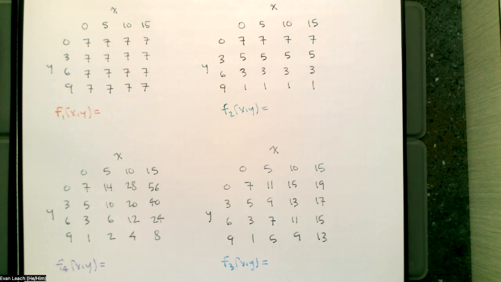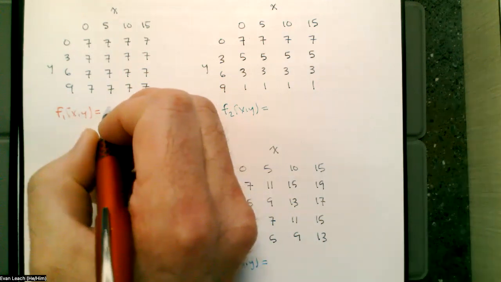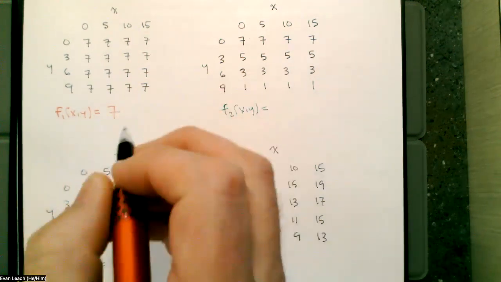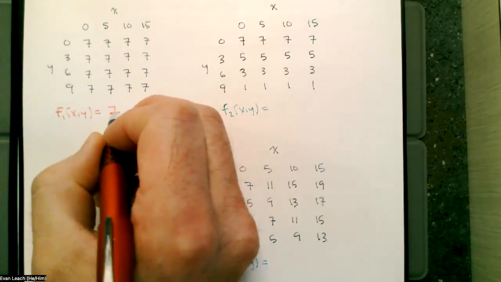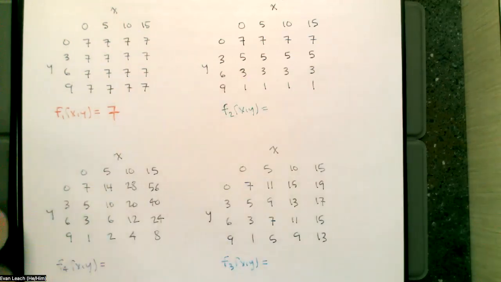All right, welcome back after that quick edit. So what about this first function? What are we going to write for f1 of xy? I had the answer before, but I had forgotten to start recording, so we're coming back to it. So I'm just going to take your answer from previous. So yeah, f1 of xy is just 7.